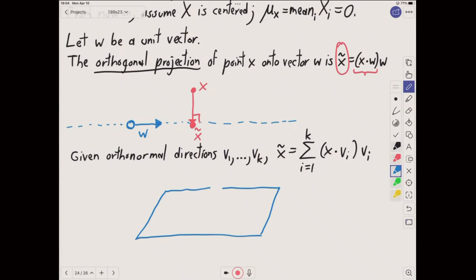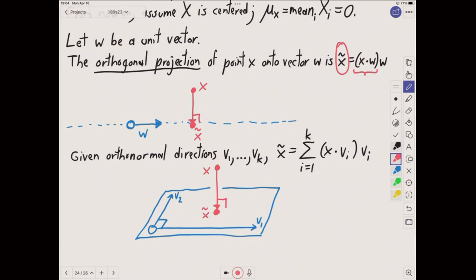But the origin is here, and the two vectors that we're using are v1 here and v2 here. And yes, they are at right angles to each other, even though it doesn't quite look like it, because we're looking at it obliquely. And so now we have a point x. And again, we want to project it orthogonally onto this subspace. So again, this needs to be a right angle. And that's going to give us our projected point x tilde.